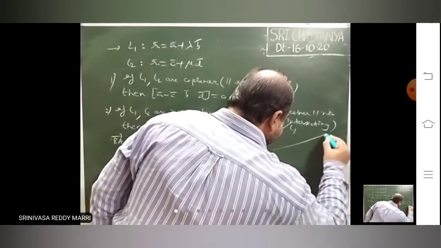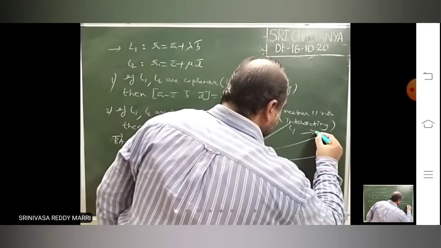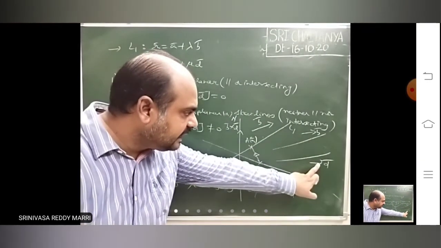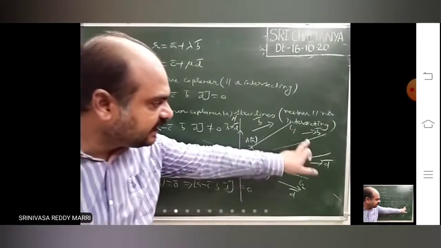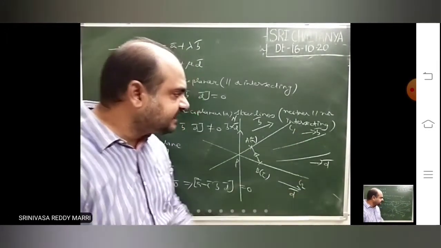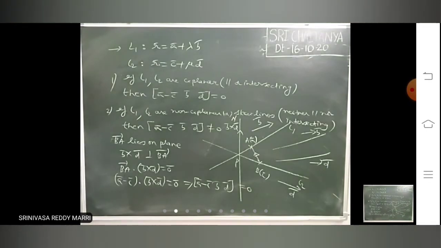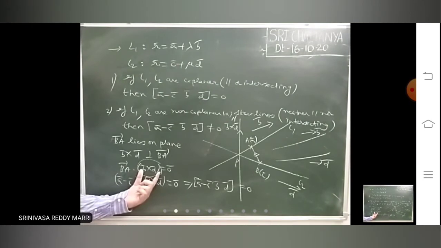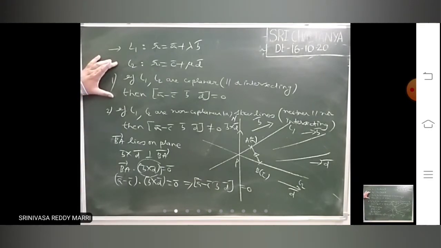Here, suppose lines are parallel, let us say. This is B bar, this is D bar. What happens? If B bar and D bar have the same direction, the angle between them is 0. If they have opposite direction, the angle between them is 180 degrees. In that case, B bar cross D bar will become 0, because the angle between B bar and D bar is collinear or parallel, meaning 0 or 180. Sin 0 or 180 will become 0. That means in that case also, this product will become 0. Simply remember this formula.